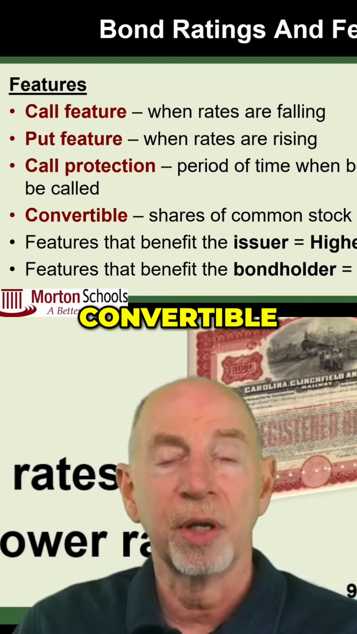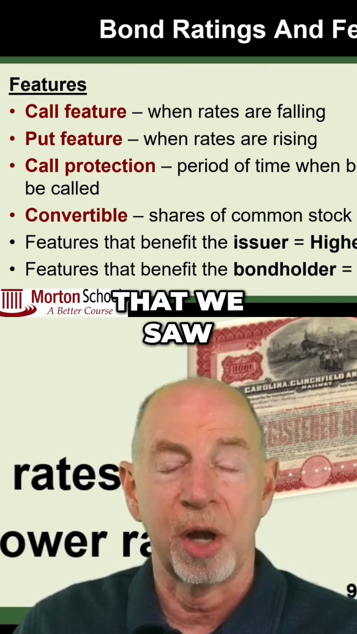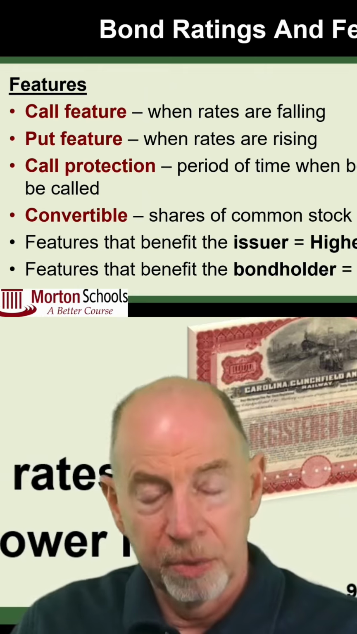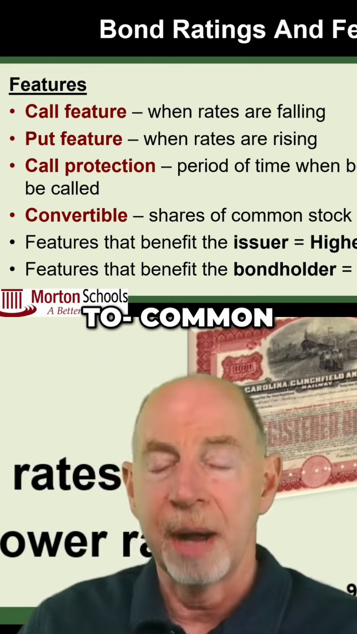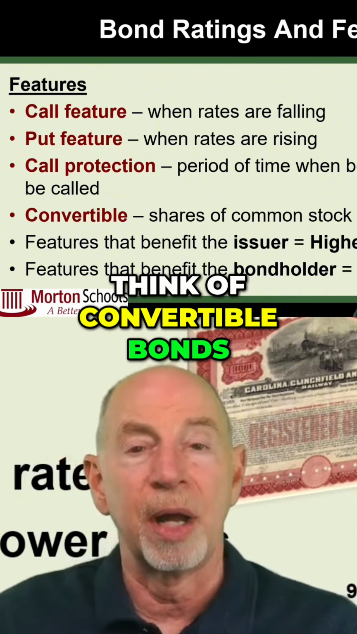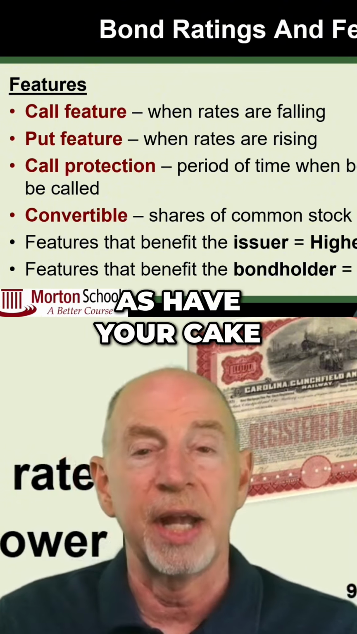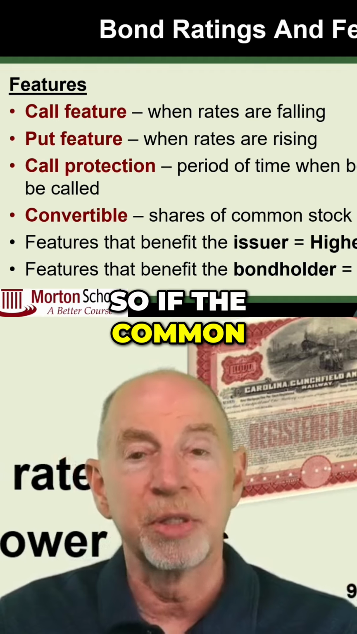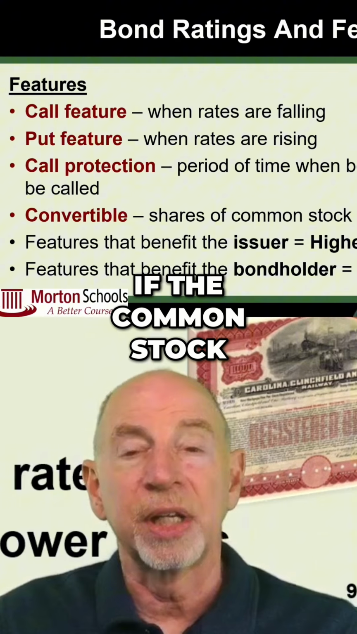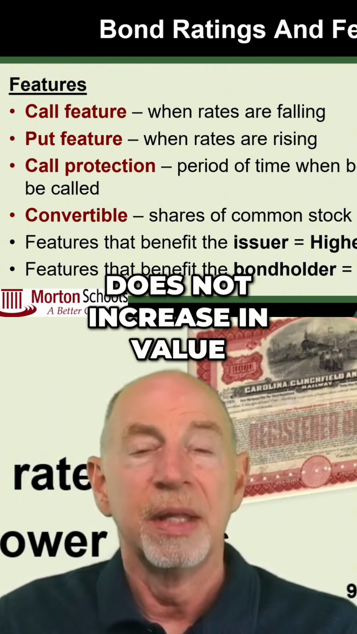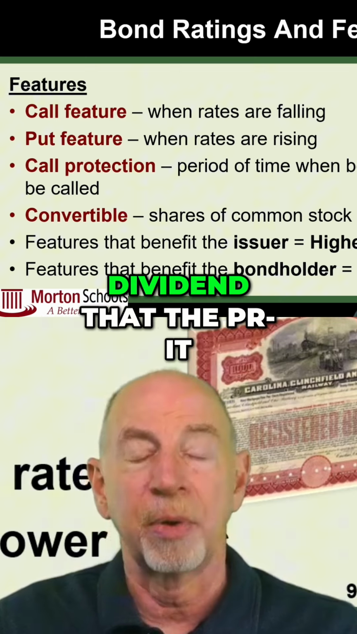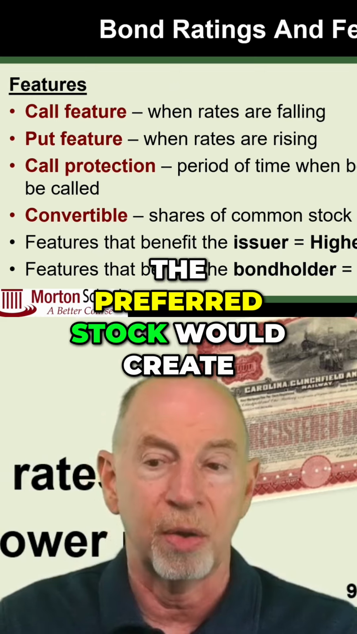And then finally, convertible, which is just like the convertible preferred stock that we saw, where you can convert the bonds to common stock if the underlying common stock takes off. And so I kind of think of convertible bonds or convertible preferred stock as have your cake and eat it too. So if the common stock does really increase in value, then you get that profit. If the common stock does not increase in value, then at the very least, you're going to get the interest or the stated dividend that the bond or the preferred stock would create.